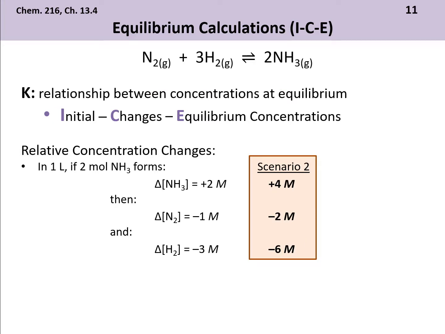So in scenario 2, if I have 2 molar NH3 and that becomes 4 molar NH3, then I go from -1 to -2, and I go from -3 to -6. In the same way, I use two cups of flour to make 1 batch of cookies. If I make 2 batches of cookies, it's going to be 4 cups of flour, right?